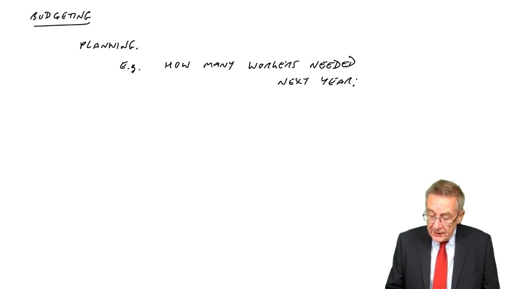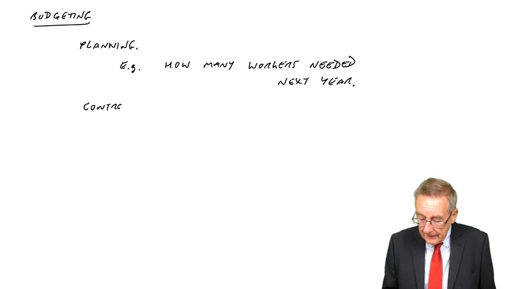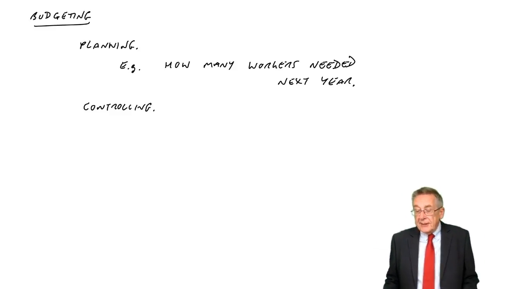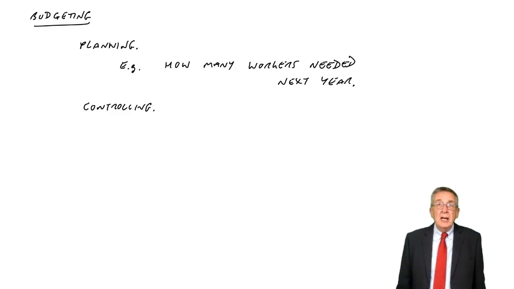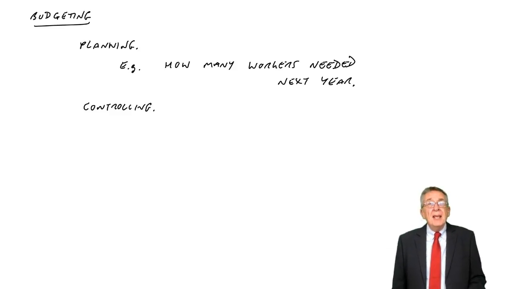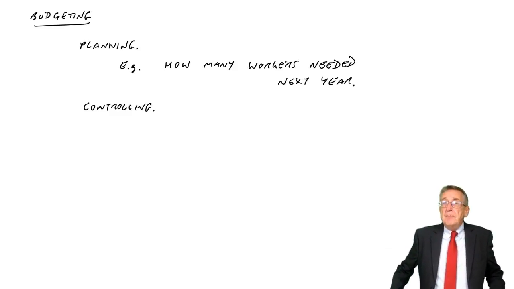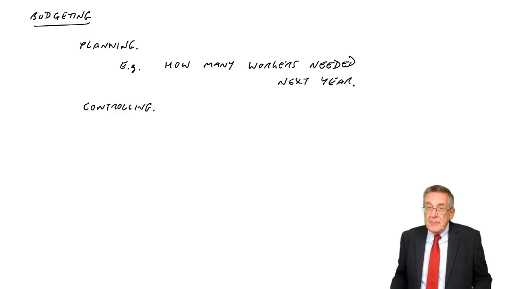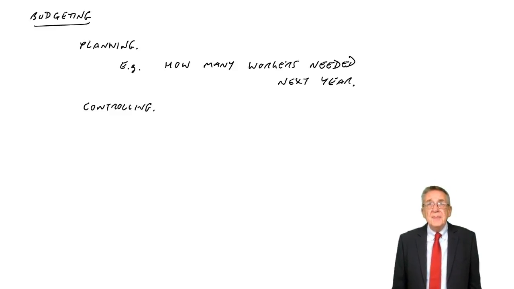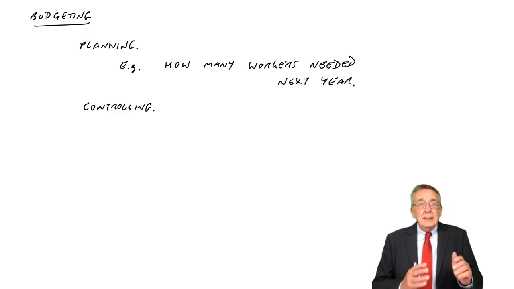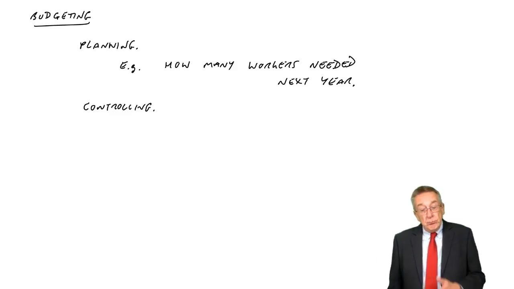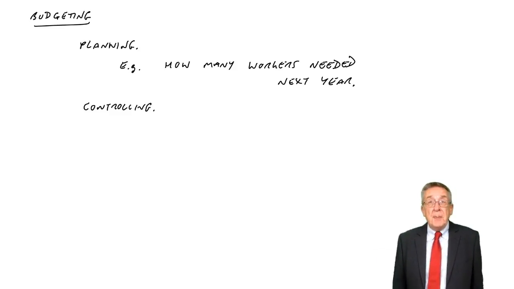A second reason for doing budgets is controlling. You know, maybe I've done my plans and decided how many workers we need next year and planned how much I'm going to pay them. And maybe as a result, I'm budgeting on spending $5,000 a month next year on wages. Well, that's what I'm hoping I'll be spending, $5,000 a month. But having done that, then as we actually start working next year, I can keep comparing. I can say in January, we should be spending $5,000. How much did we spend?